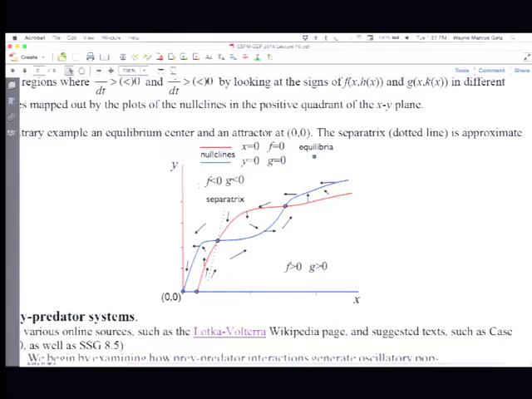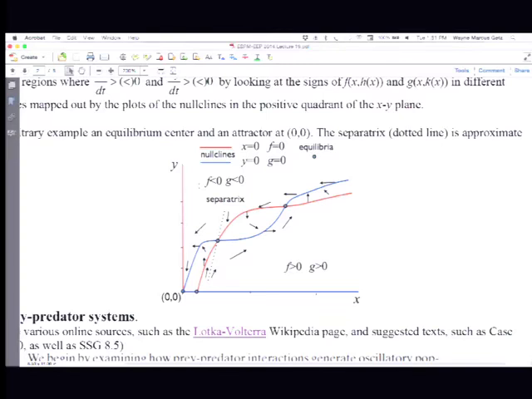So each one of these areas you can fill in with arrows. And so it tells you if you're at an arbitrary point in here, this is where f and g are both positive, so both populations are growing. As they approach this line, this is the line where f is not changing. This is f equal to 0. So that means x is not changing on this line, but y is still growing. So that means we must be crossing that line vertically.